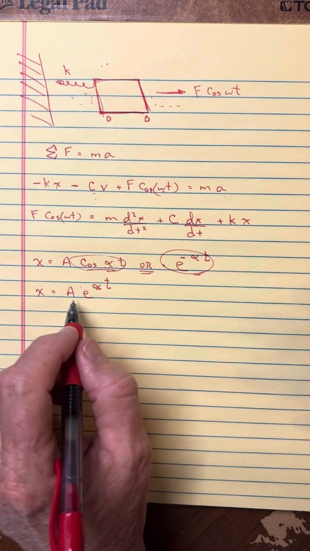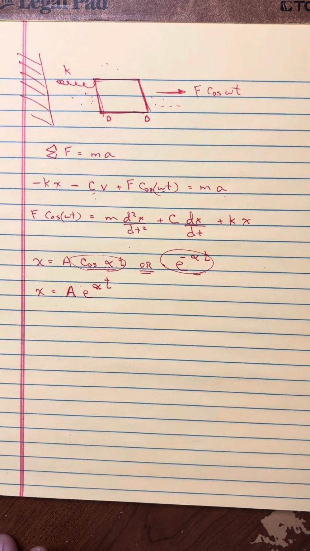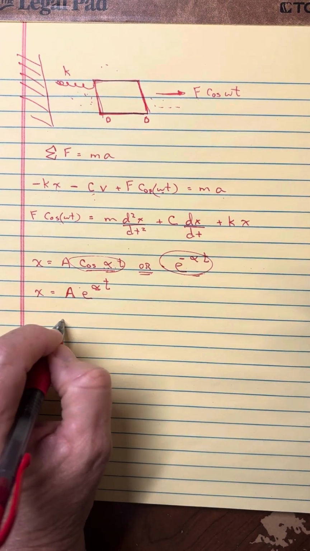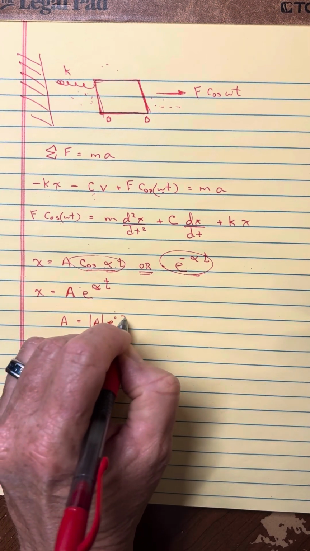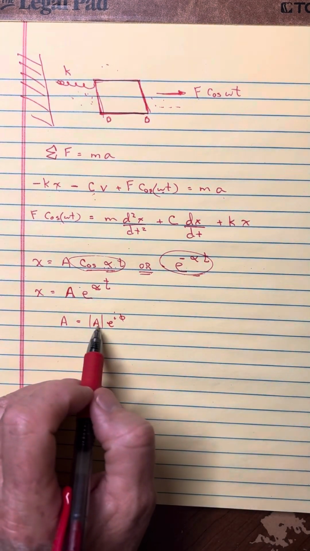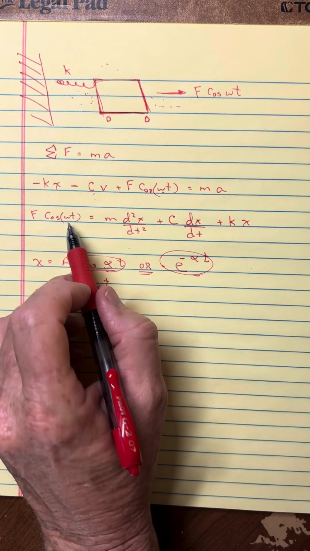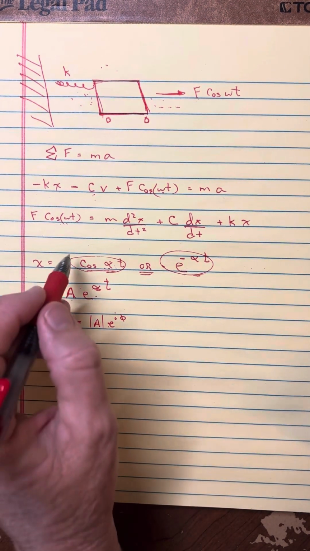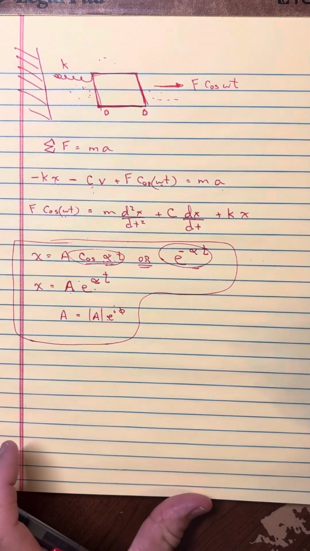In fact, if you let the a out in front also be a complex number, I'll just say a, that's a complex number, it can be written as the magnitude of a times e to the i phi. We'll take advantage of that later on, but this would allow for a phase between the driving force and the response. And that covers a lot of possibilities, but not all the possibilities.